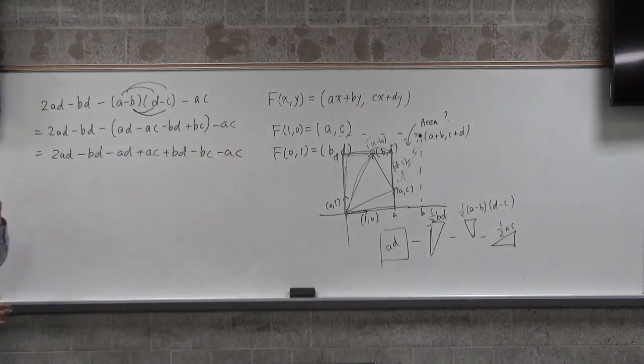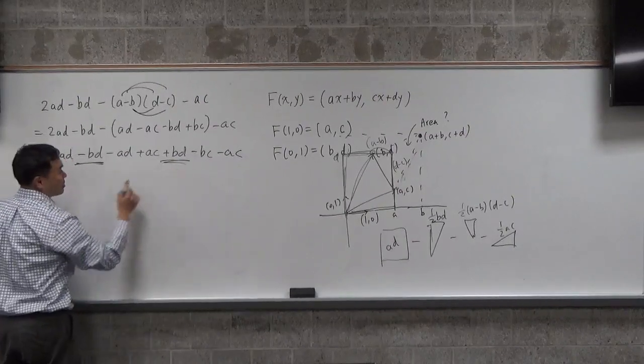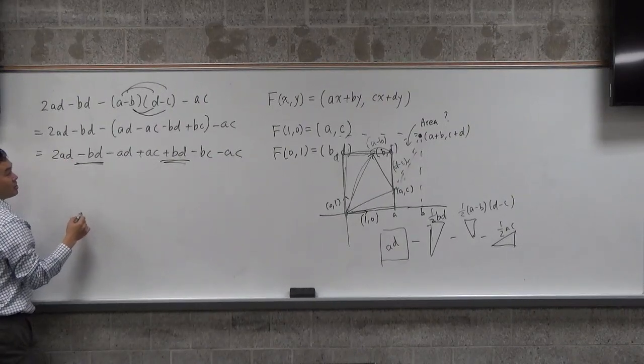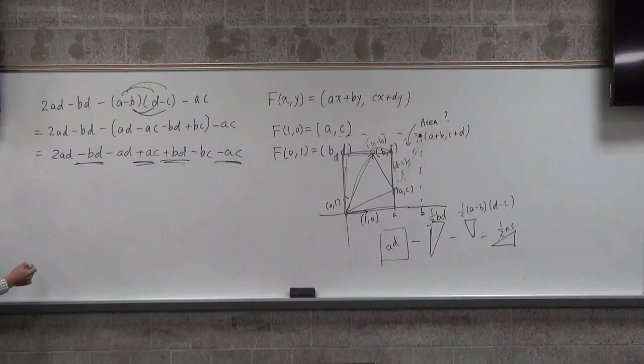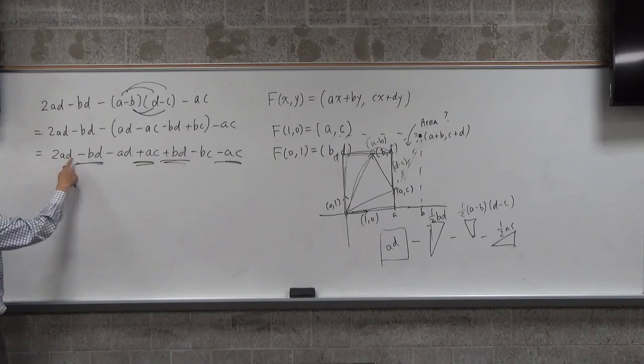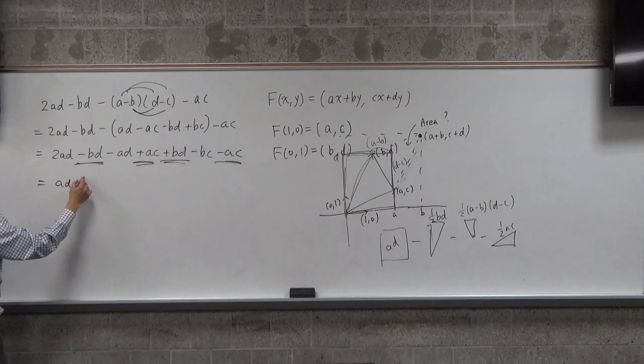Now some things are going to cancel. I see a minus BD and plus BD. I see plus AC and minus AC. And then 2AD minus AD is AD, and there's a minus BC.